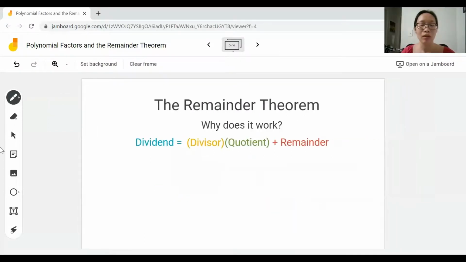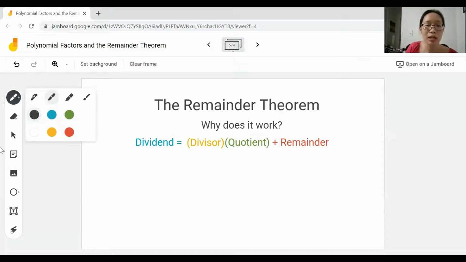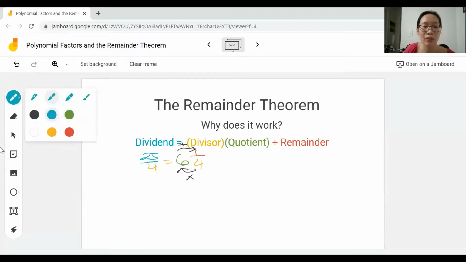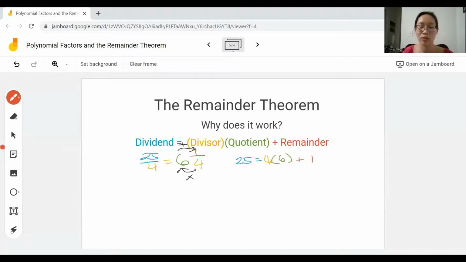Why does this work? The reason this works is because we can rewrite our dividend as a divisor times your quotient plus the remainder. So in numbers, if I had 25 divided by 4, when I work this out, I get 6 and the remainder of 1. If I wanted to change 6 and a 4 to a mixed number, I would multiply the 6 and the 4, and I would add the remainder. So what this means is 25 is equal to the 4 times the 6 plus the 1. And you can see that's true. 4 times 6 is 24, plus 1 is 25.